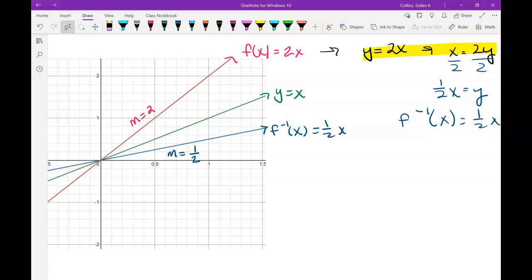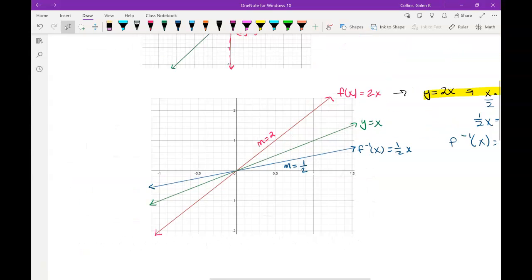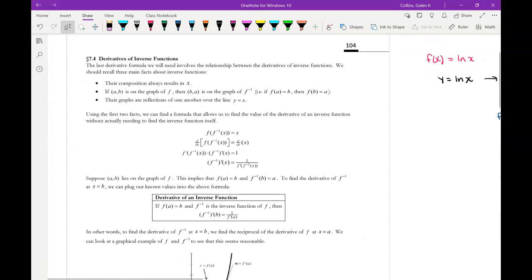If I look at my red graph of f, the slope is 2, and I may notice that for the inverse function, the slope is the reciprocal of 2. So let's not confuse this with perpendicular lines. You may recall from geometry that perpendicular lines have opposite slopes that are reciprocals, like 2 and -1/2. But I noticed that these lines that are reflections of one another could not possibly be perpendicular, except in the event that one is horizontal and one is vertical. Okay, so let's go back to what we're talking about on page 104.